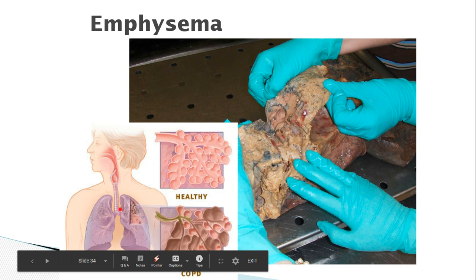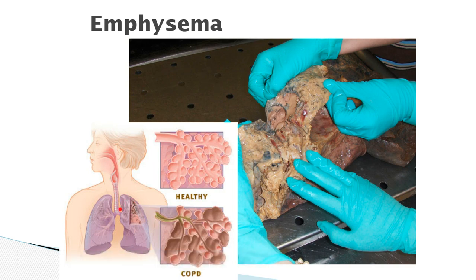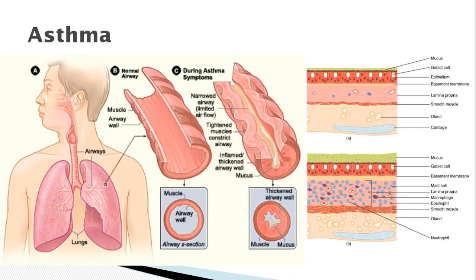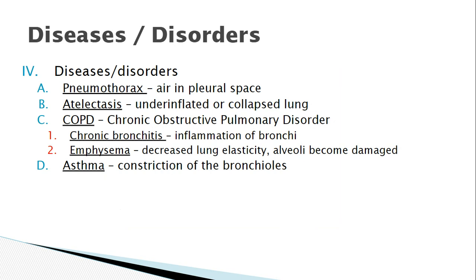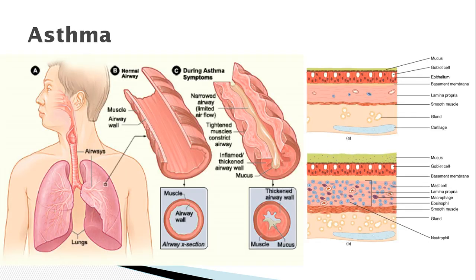It's horrible. A lot of smokers struggle with this, especially as they get older. And that's when you see people that have to take oxygen that are former smokers. The last one is called asthma, and you've probably heard of this before. And this is just an allergic constriction of the bronchioles. Usually it's allergic, it can be caused by a couple other things.